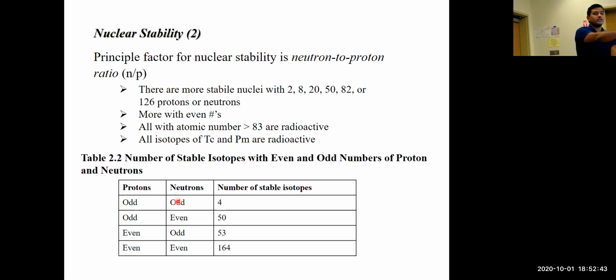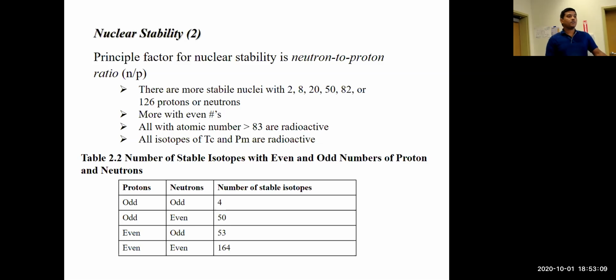Odd and odd is not a great combination apparently, because only 4 stable isotopes are present. But odd-even and even-odd are about on par with each other. They have an equal number of stable isotopes, about 50. But the magic combination seems to be when you have an even number of protons and an even number of neutrons. Their short-range attractions are greater between them, so they keep the nucleus more stable.